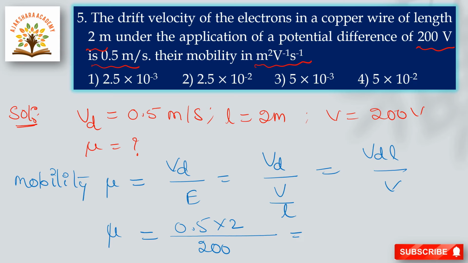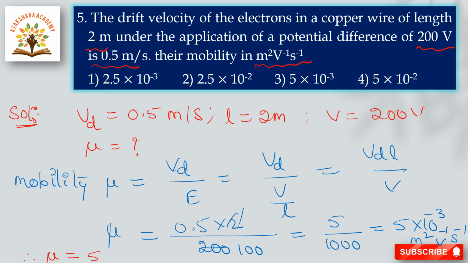So that is equal to 2 ones are 2, 2 by 200, so 5 by 1000. So this is equal to 5 into 10 to the power of minus 3 meter square volt inverse second inverse. So therefore mobility mu is equal to 5 into 10 to the power of minus 3 meter square volt inverse second inverse.